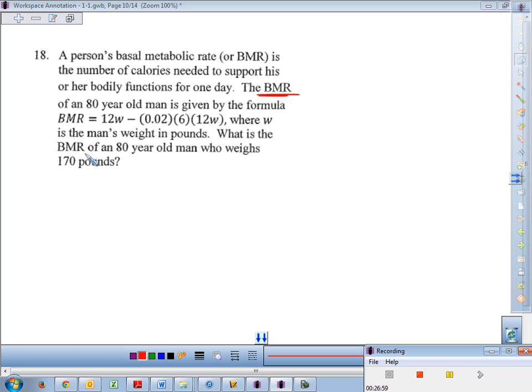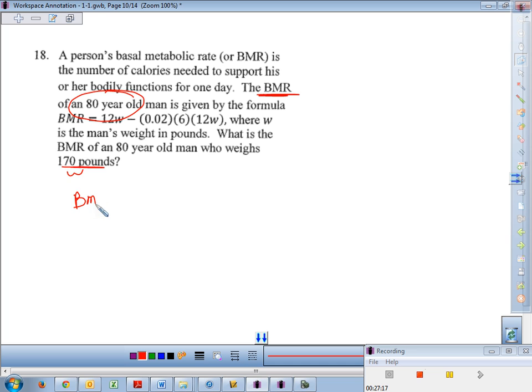So we got that. What is the BMR of an 80-year-old man? So the 80 has nothing to do with it, right? Because it's just telling you this is the formula you need. It's an 80-year-old man, qualifies for this formula, who weighs 170 pounds, isn't that W right there? So let's substitute in and figure it out.